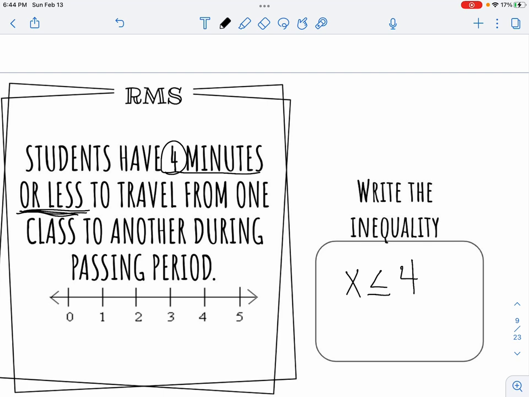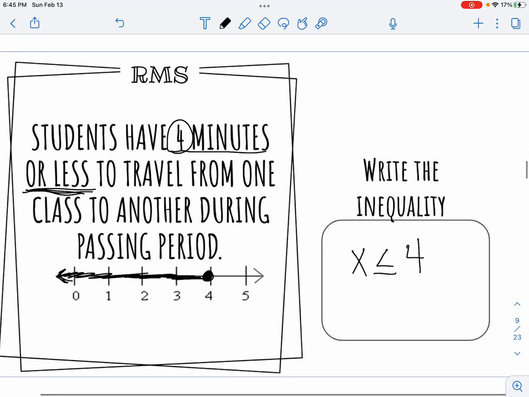So how I'd represent that is I would draw a closed circle on the 4, and then I would shade it to the left, because it's going to be less than or equal to. There you go. That means less than or equal to. So there we go with that one, because that means it could take them 3 minutes, it could take them 2 minutes, it could take them 1 minute if they're going directly across the hall.